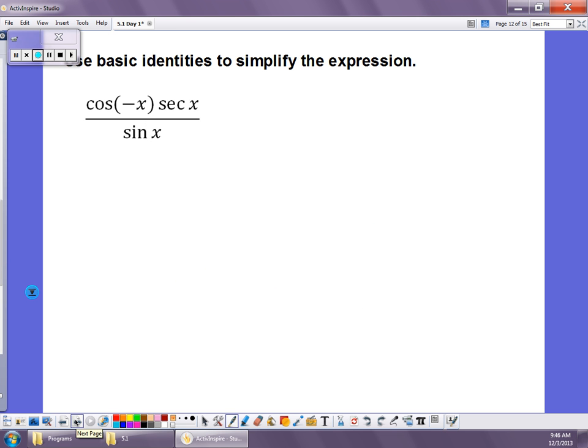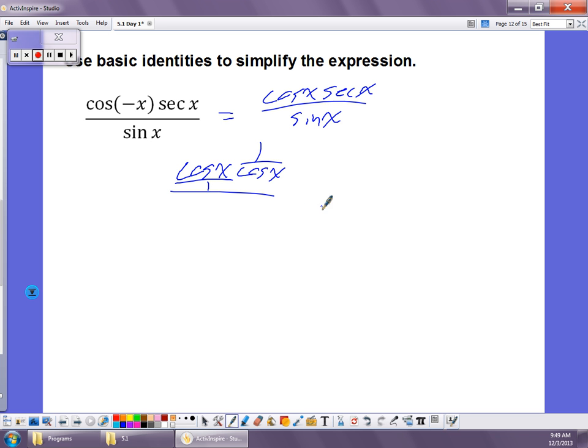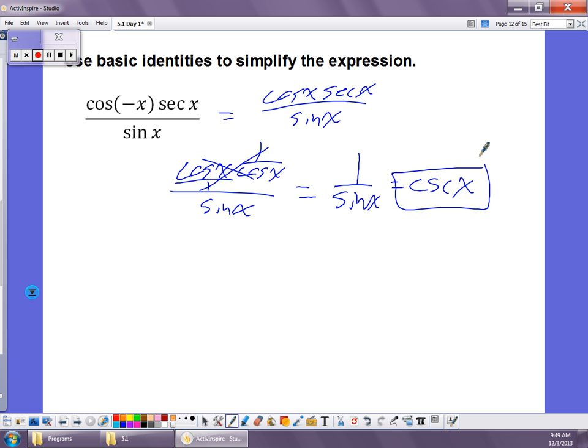All right, why don't you guys try these? Try this one. I'm sorry. So, cosine of negative x, what does that equal? Cosine x. So I have cosine x, secant x over sine x. Right. So secant x is 1 over cosine x. So what's going to happen up top? Right. So you get 1 over sine x, which equals cosecant x. Pretty cool.